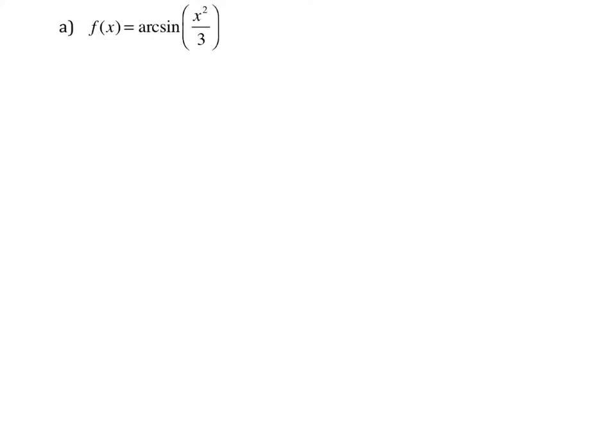So the derivative of arcsine blank is, and let's just specify, for f prime, we'll have 1 over the square root of 1 minus blank squared. In this case, that is x squared over 3, all squared. And we just need to keep in mind that we now have a little inner function with its own derivative, so we have to apply the chain rule here. That's going to be times 2x over 3.